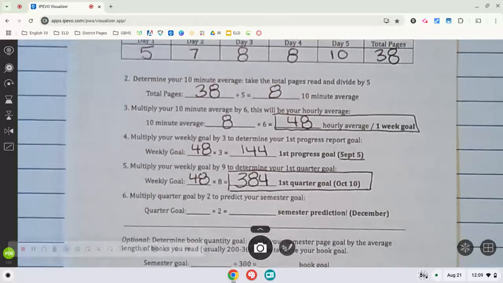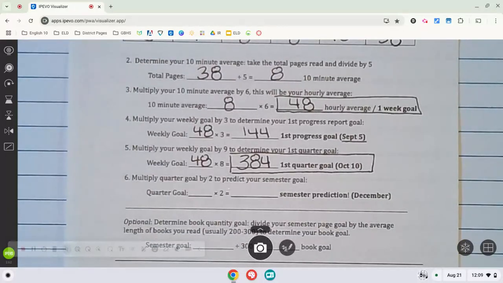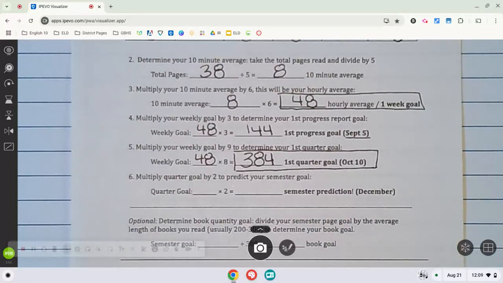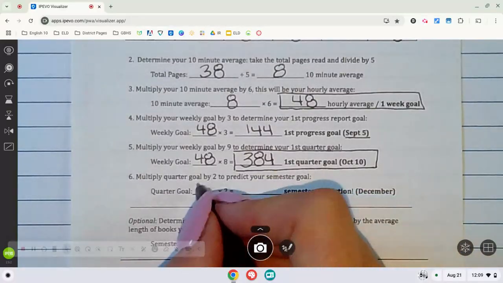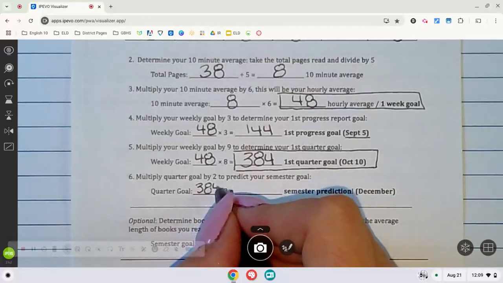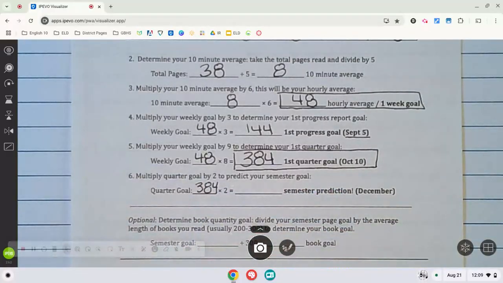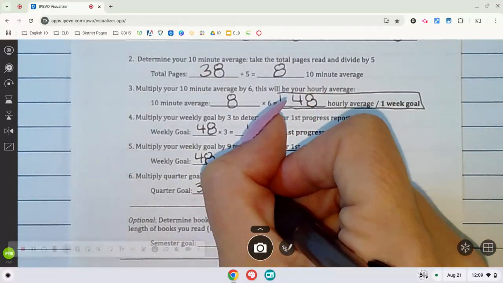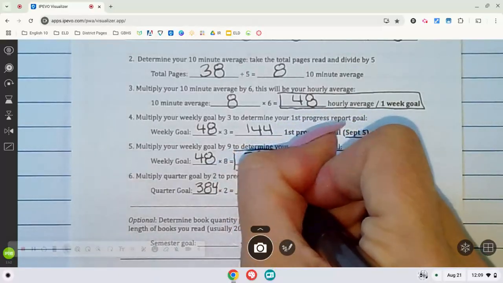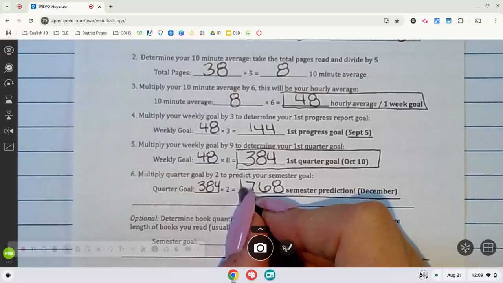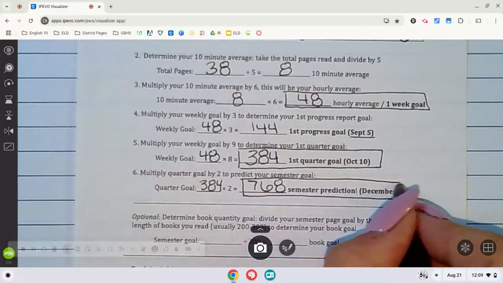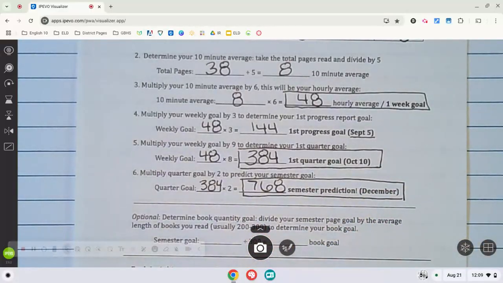And again, this is based on the type of book that I'm reading right now. If I pick up a book that's a little bit harder, clearly it's going to slow down. If I get a book that's a little bit easier, clearly it's going to speed up. All right, so now we're going to take this quarter page goal and drop it down here. And we're going to multiply it by 2 because that is how many quarters are in the semester. So by the semester, this is our prediction that we should have read at least this many pages.